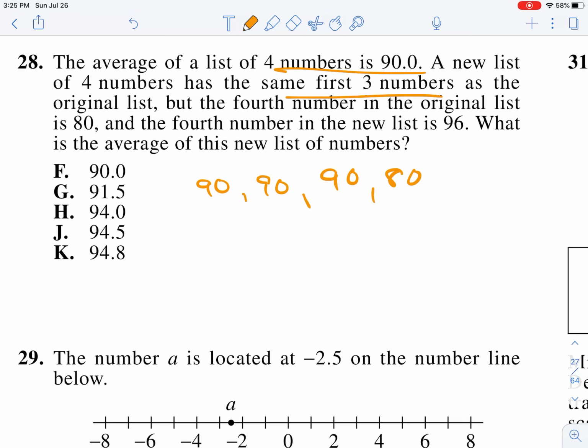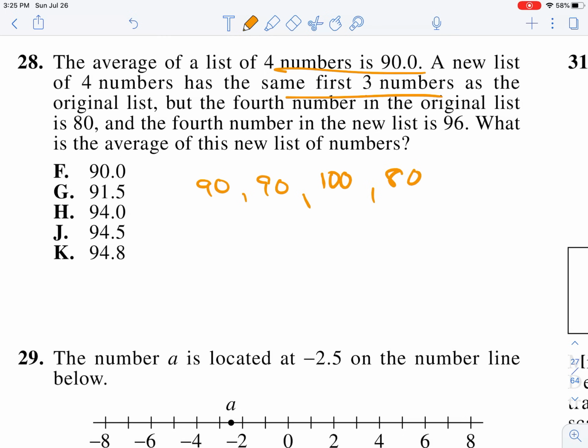And in order to maintain the average of 90 for all of them, we have to add 10, like I did. I just subtracted 10 from one of the values, right? In order to maintain that average, I have to add 10 to the rest of them, or I could just add it to one. Let's just do it here. But the fourth number in the original list is 80, and the fourth number in the new list is 96.